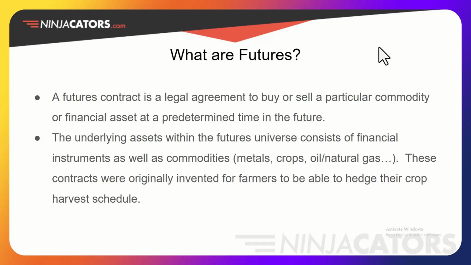The underlying assets within the futures universe consist of financial instruments, which would be based off of ETFs, mainly the S&P or NASDAQ or Dow or Russell, as well as a lot of the bond and treasury instruments, as well as commodities, which would be metals, gold and silver, and crops, anything from wheat to orange juice, and oil and natural gas. There's all sorts. There's livestock. There's tons of futures contracts.